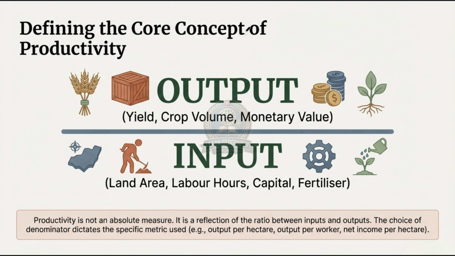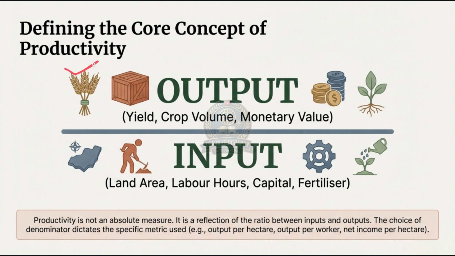Now, defining the core concept of productivity. Productivity is equal to output. Output means yield, crop volume, or monetary value, divided by input. Input means land area, labor hours, capital, and fertilizers. That means productivity is equal to output divided by input.